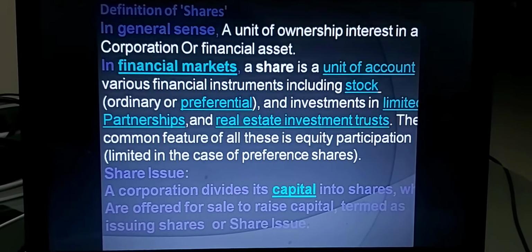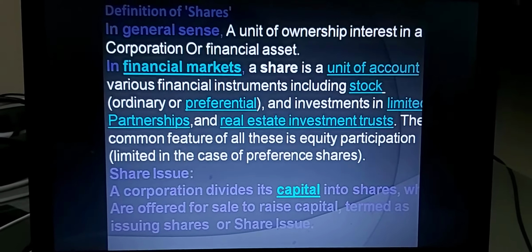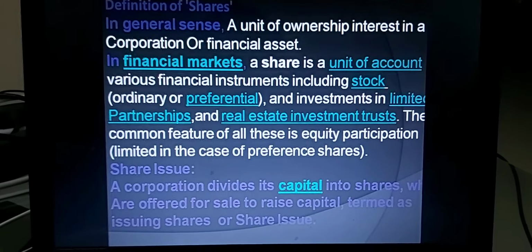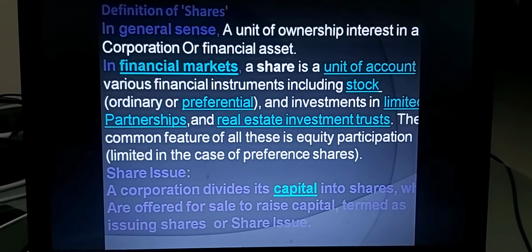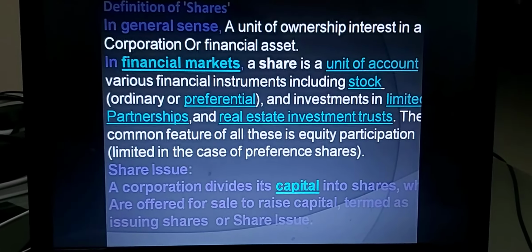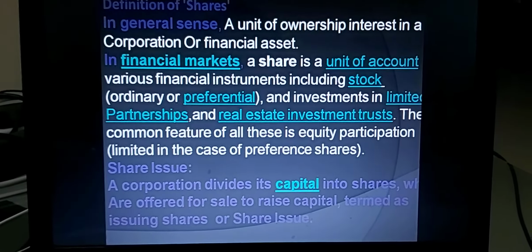There can be mortgage debentures, that is, assets of the company can be mortgaged in favor of debenture holders, but there can be no mortgage shares. Assets of the company cannot be mortgaged in favor of shareholders.